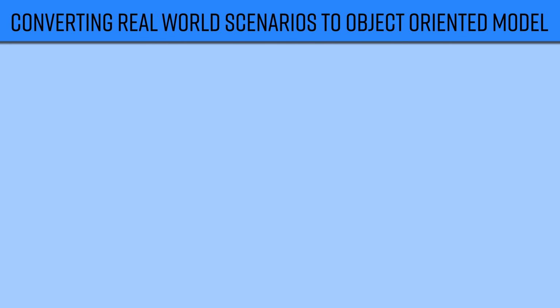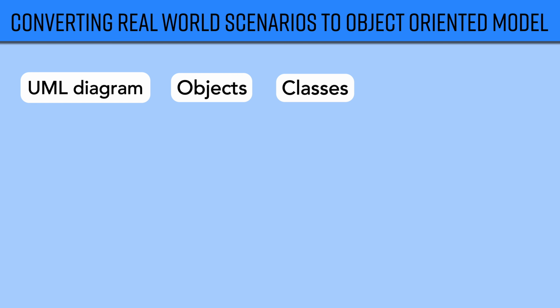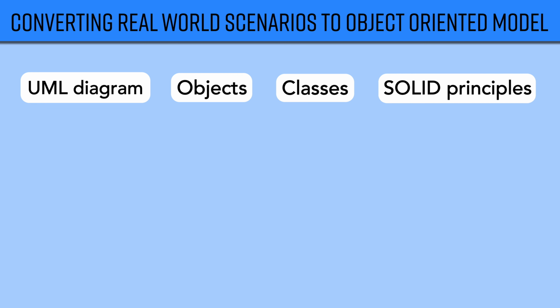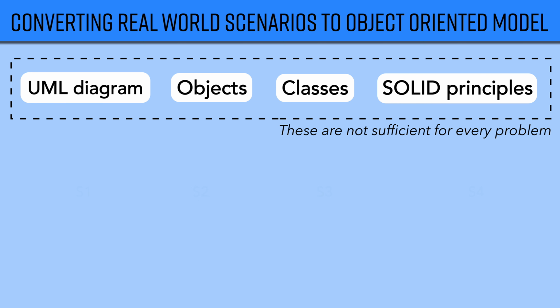Even though there are different techniques for object-oriented modeling like UML diagrams, the concept of classes and objects, and different principles like SOLID principles which we have discussed (if you have not watched those videos, please go and check them out), still it is not possible to model the real world in terms of objects and classes. There are some problems which cannot directly be modeled. There are also some scenarios which do not exist in the real world but have to be solved in code.